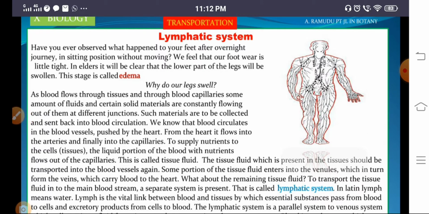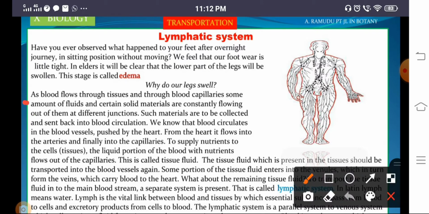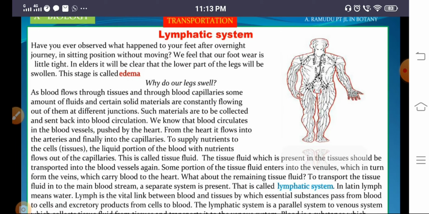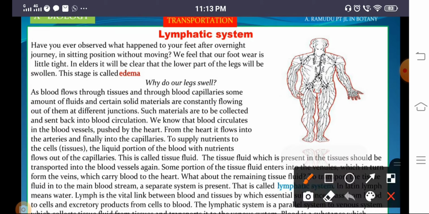Now, as blood flows through the blood capillaries, some amount of fluid and certain solid materials are constantly flowing out of them at different junctions. While materials flow through the blood vessels, some of them come out and remain in the junctions. Whatever contents are carried by the blood vessels circulate in the blood vessels, pushed by the heart.